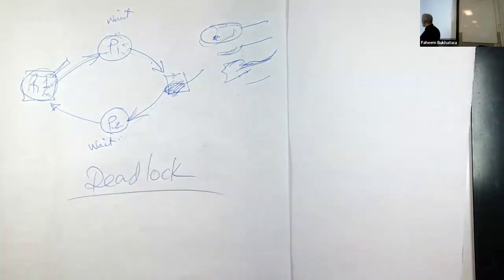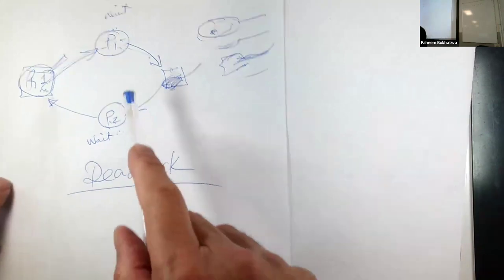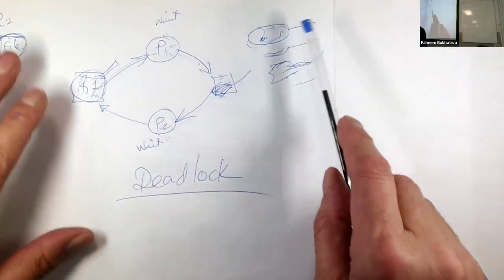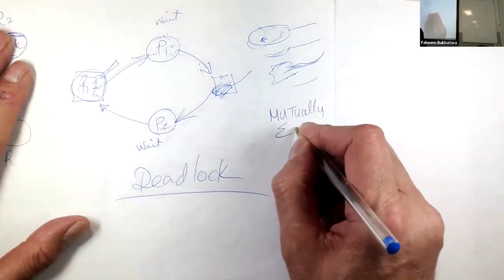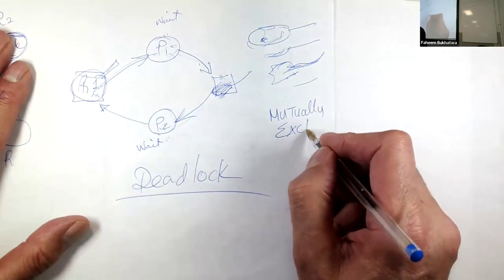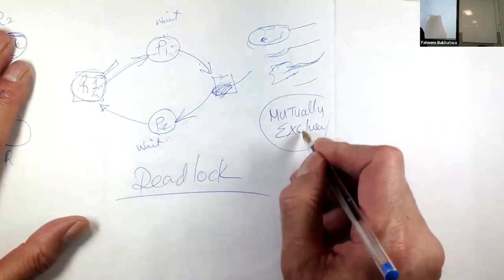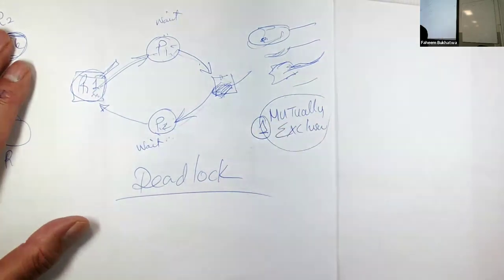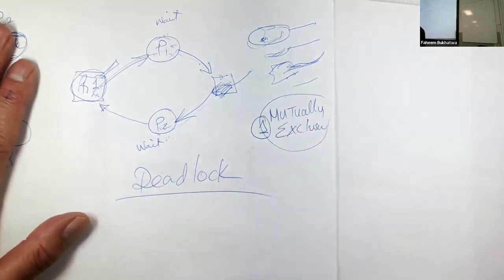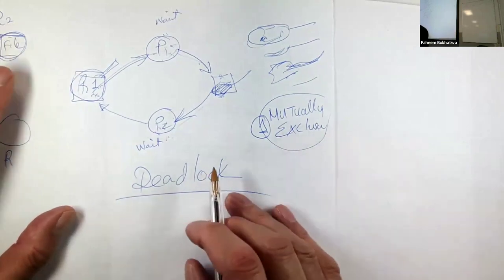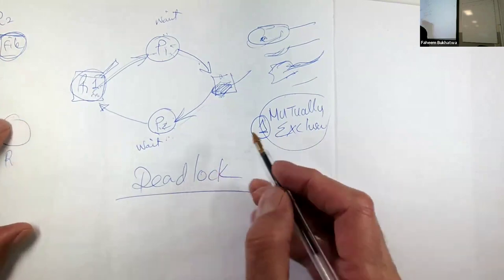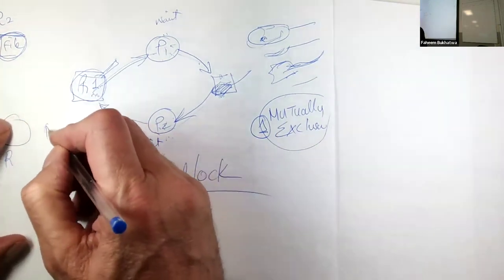So a deadlock really materializes from a situation where four conditions happen. First, these two resources that we have are mutually exclusive. So that's condition number one. If the resources we have cannot be shared, that's your first step into a deadlock. What's the second step into a deadlock? If it's non-preemptive.